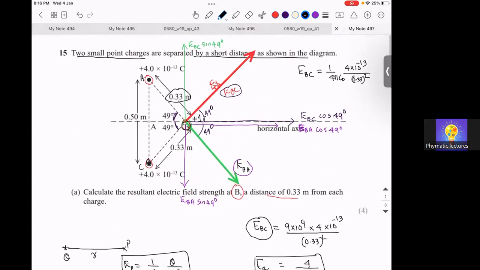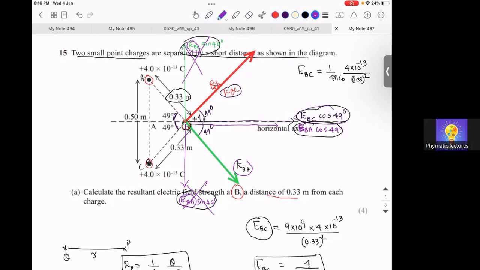Now you can see at this point B, two horizontal electric fields as well as two vertical electric fields. So there will be definitely a tug of war between EBC sine 49 and EBA sine 49. We already calculated the magnitude of EBC as well as EBA. Since EBC and EBA magnitudes are same and sine 49 also same, these two vertical components will cancel out. Am I right?